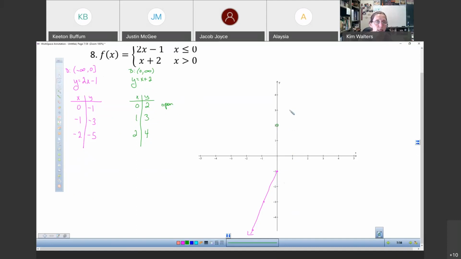So 1, 3 is going to be a solid point, and 2, 4 is going to be a solid point. As I connect these points, the line does keep going. You can see that it's going to have that y-intercept of 2. I'm just not using that value. It does have a positive slope, so it is rising. So several things there that can go into taking care of things.